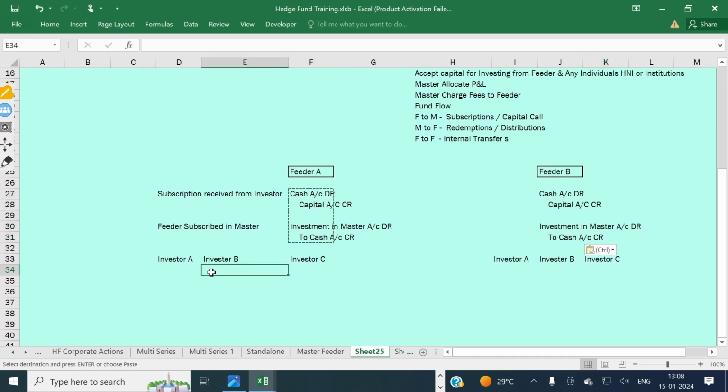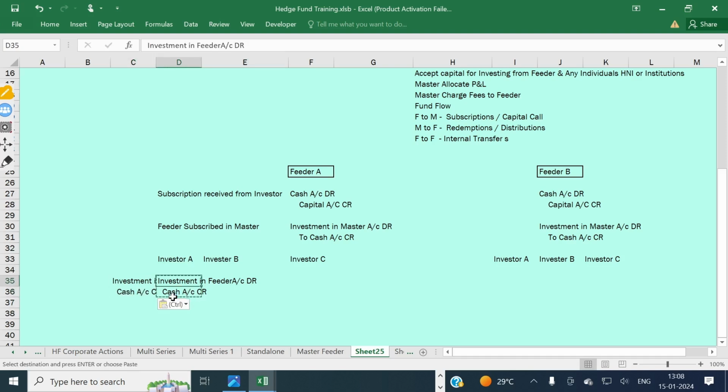All right, and then in investor book, investor will also record. In an investor book, your accounting entry would be investment in feeder account debit, cash account credit. All investors will record the same entry.